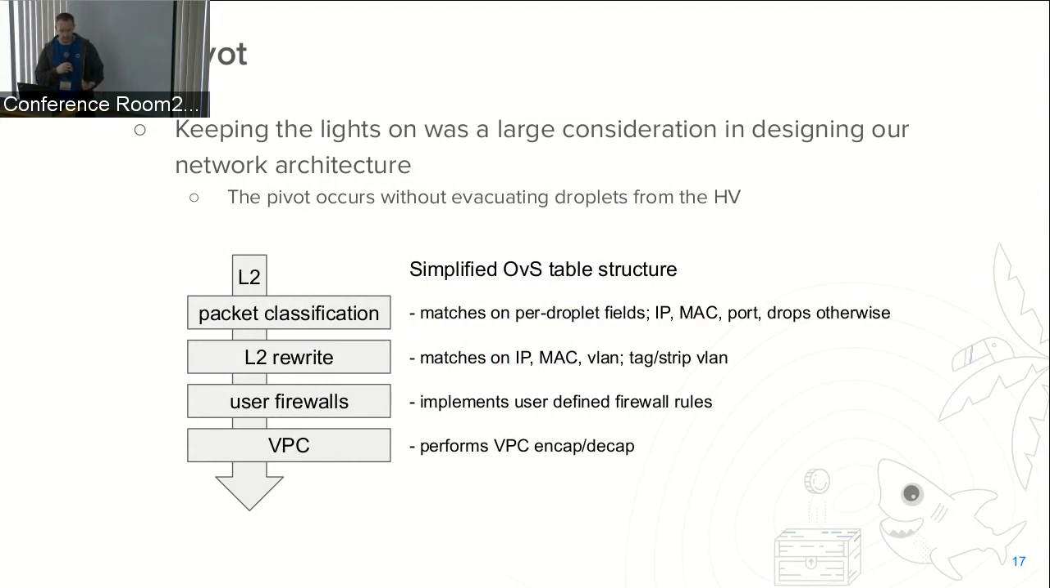So here we have the legacy L2 data path and a simplified version of the OvS flows or tables that we use, and a description of the flows. So we have packet classification that matches per-droplet fields such as IP, MAC, and port to the droplet itself, and then we do L2 rewrite, tagging or stripping VLANs, and then we also do things like user firewalls and VPC.